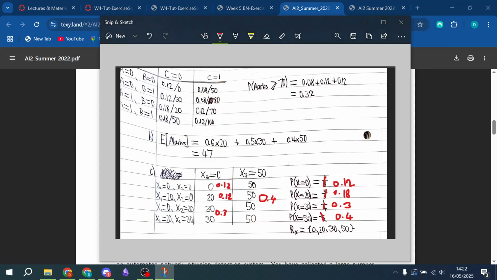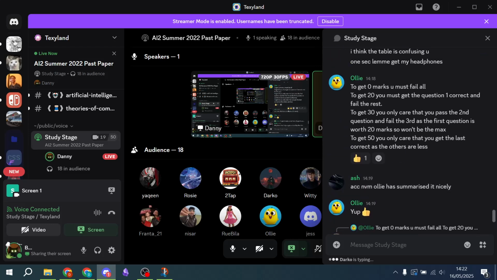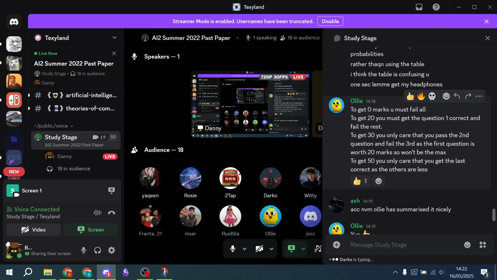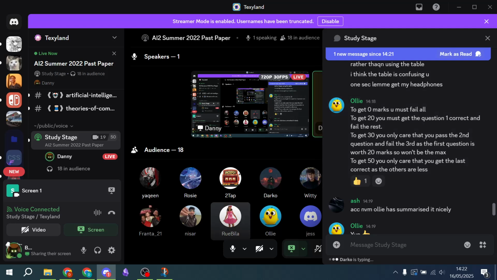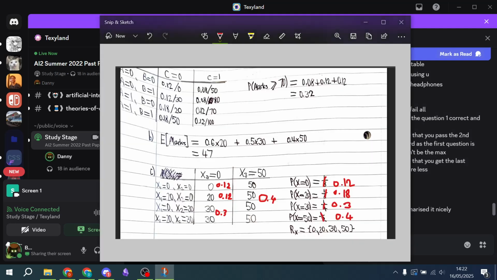And to get that, you can consider... hold on, I'm going to go back here. So you can basically consider all the cases... No, you don't actually know. I'll do it the simpler way. I'll go up to Ollie's message. This is what you do. So there's only 4 possible things that X could be. It could only be 0, 20, 30, or 50, because those are the marks given by each question. And to get 0 as a maximum, you have to get all of them wrong, which is just this probability here.